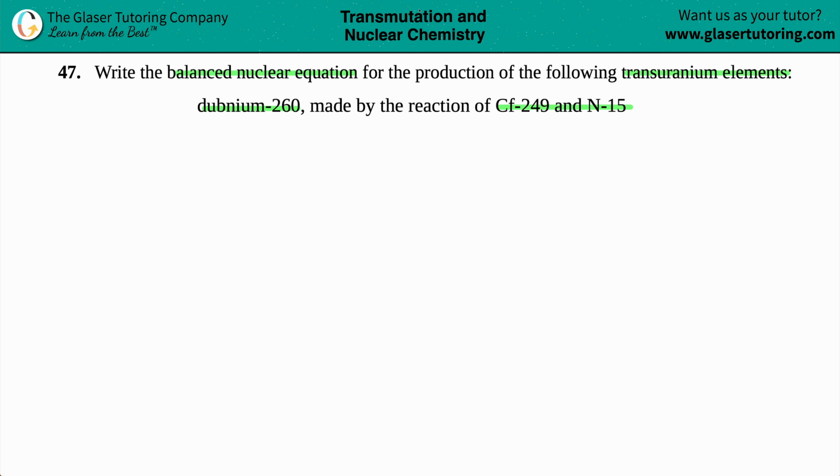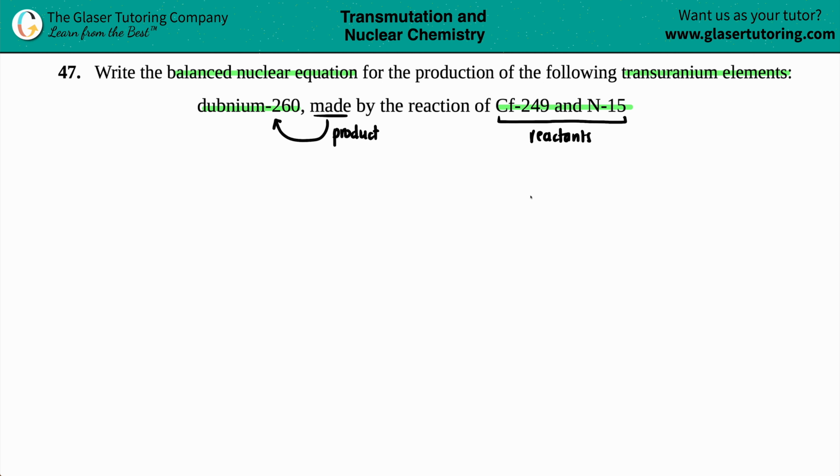Keep in mind that there are three things that we need for each notation. We need the element symbol, we need the mass number, and the atomic number. Now in this case, they said that dubnium, I'm going to call it dubnium because I think that's pretty cool, but dubnium-260 is made by this reaction. So if you're making dubnium, that means that this has to be a product. So the other ones, the actual reaction, Cf-249 and N-15, those are your reactants.